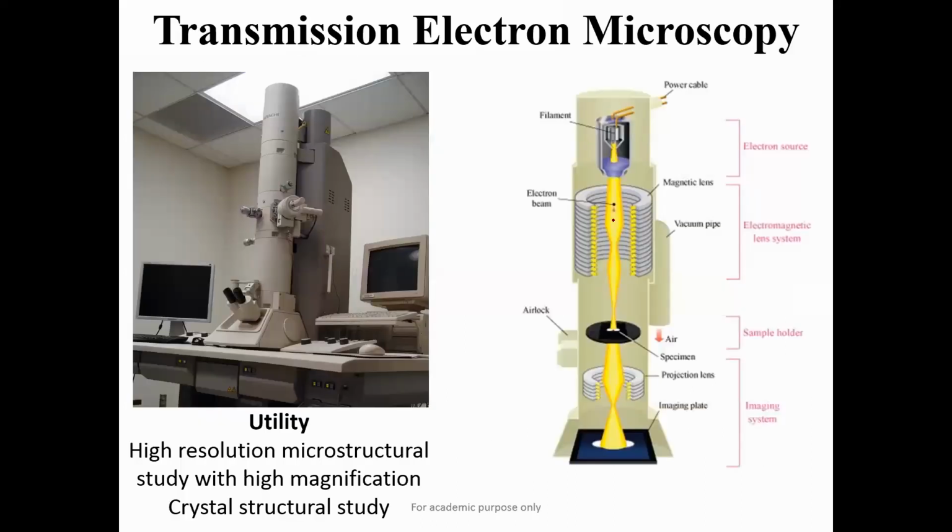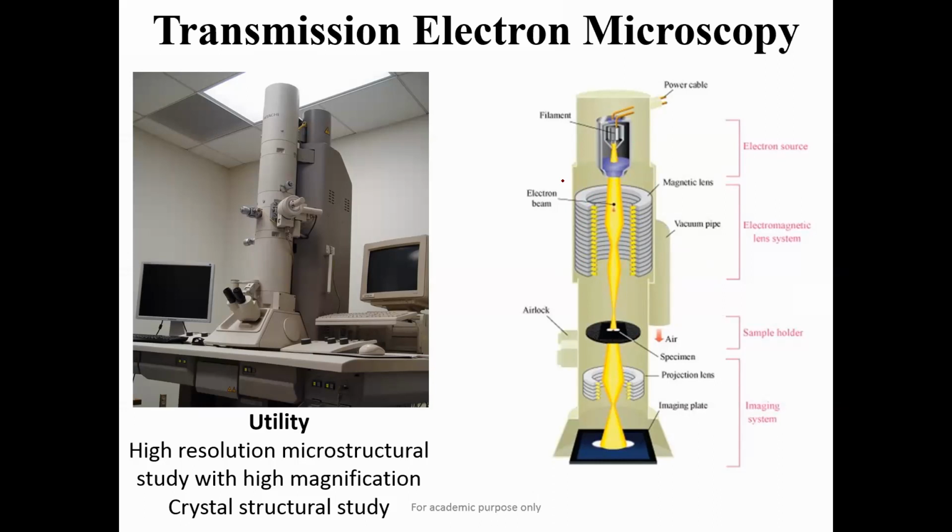Okay, now let's come to the transmission electron microscope. The transmission electron microscope is very similar to the optical microscope. It has tremendous utility in high resolution microstructure investigation, meaning less than 5 nanometers, and it can give images at high magnification.